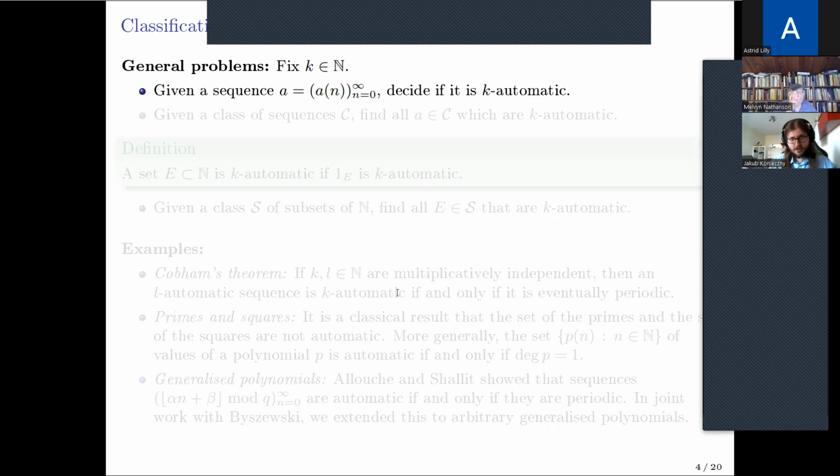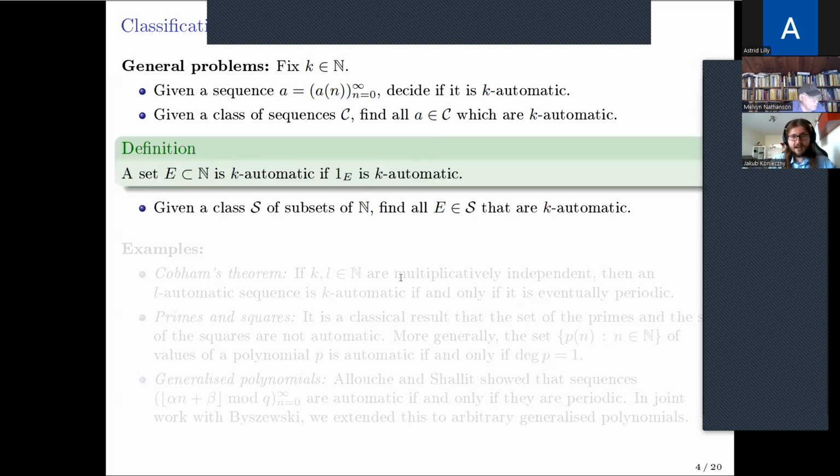So in the first instance, you can have a specified sequence A, and you would be interested if this sequence happens to be k-automatic. More generally, you can think that you have a class of sequences, C, and you want to classify all the sequences in this class which are k-automatic. A related notion is that of a k-automatic set. A set is automatic if and only if its indicator function is automatic. So we're just working with 0, 1 valued automatic sequences, nothing new happening here.